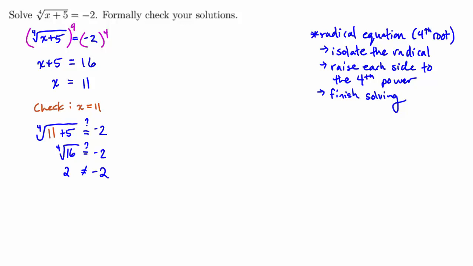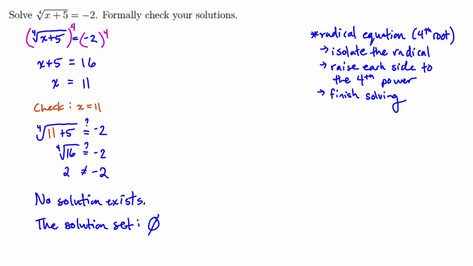So I had one proposed solution. It did not check. It was a false or extraneous solution. And so what I will conclude then is that no solution exists. And if I were to state that solution set, it would be the empty set, which I write with that widened circle with that long backslash through it.